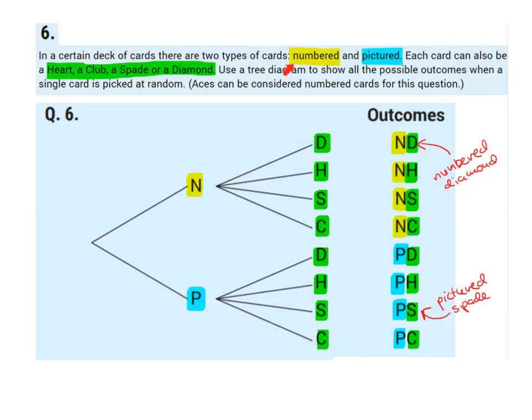So this question asked me to use a tree diagram, which I did with the branches, to show all the possible outcomes. But if I had just been asked how many possible outcomes there are, I could have said, okay, I have numbered or pictured, first of all, so that's 2. There are 2 types of cards, they're either numbered or pictured. And of those cards, I have 4 other types: hearts, clubs, spades, or diamonds. So I could have said 2 multiplied by 4 gives me 8 possible outcomes. And here are the 8 possible outcomes listed underneath.